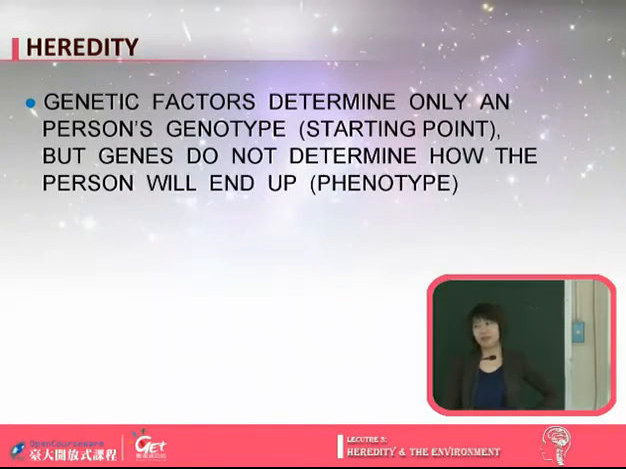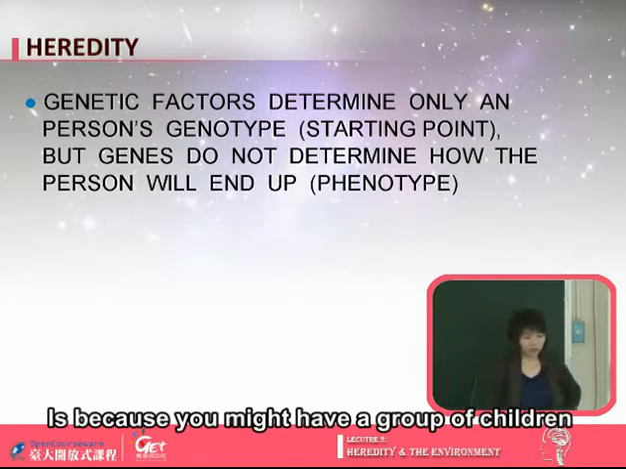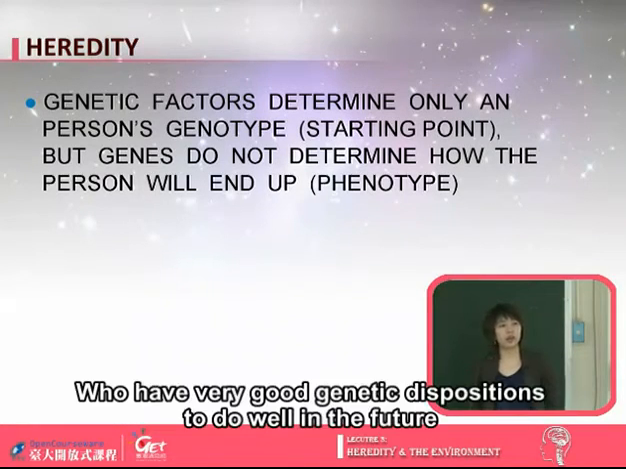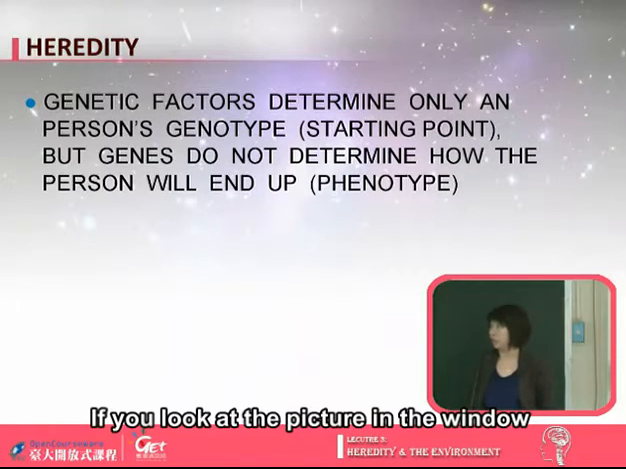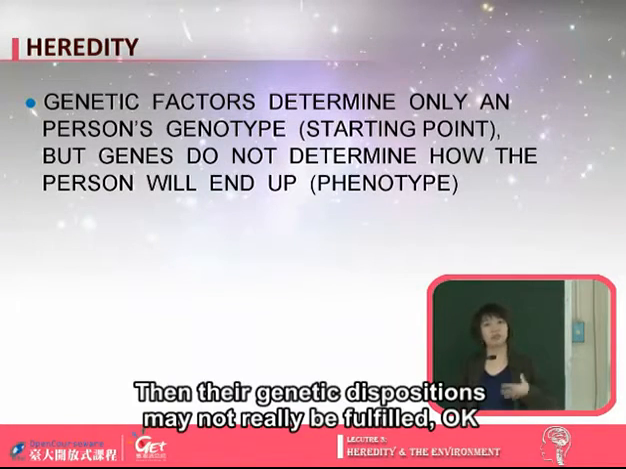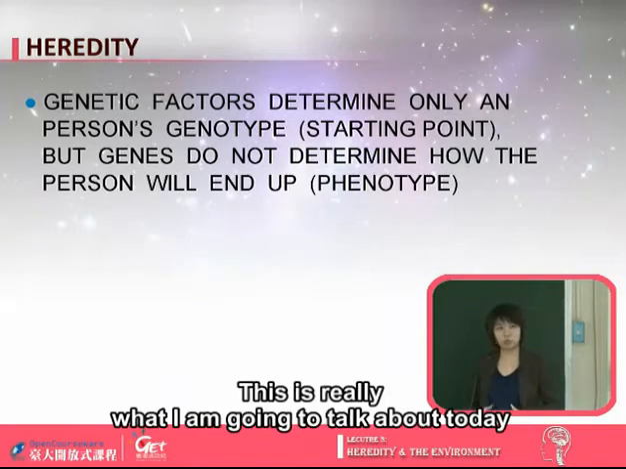showed you this comic is because you might have a group of children who have really good genetic dispositions to do well in the future. But if they grow up in an environment, for example, like a violent neighborhood, if you look at the picture in the window, then their genetic dispositions might not really be fulfilled. And this is really what I'm going to talk about today.